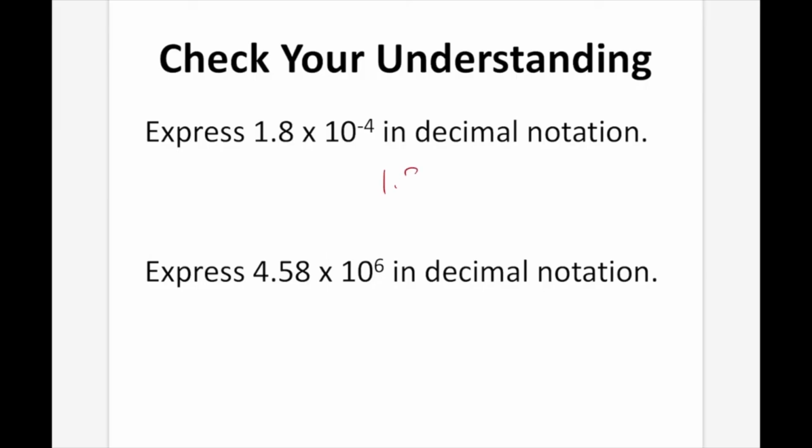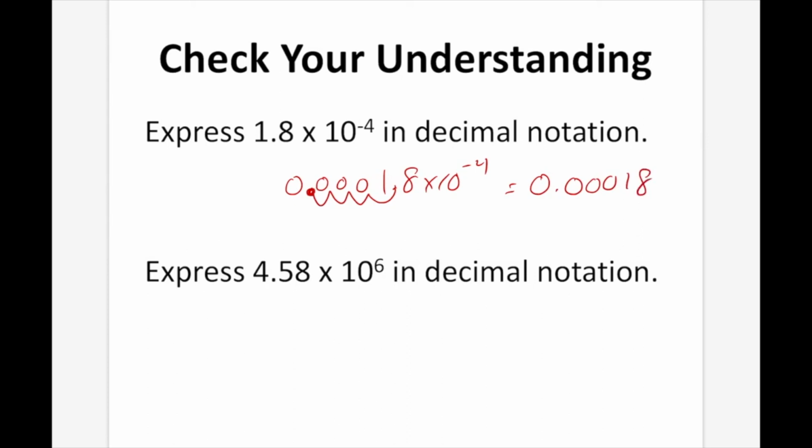1.8 times 10 to the negative 4. We're going to move our decimal to the left. This negative means we're going to have a small number to begin with. So we're going to go 1, 2, 3, 4. Put our decimal back in, fill in these with zeros, and we're going to get a final answer of 0.00018. 4.58 times 10 to the 6.